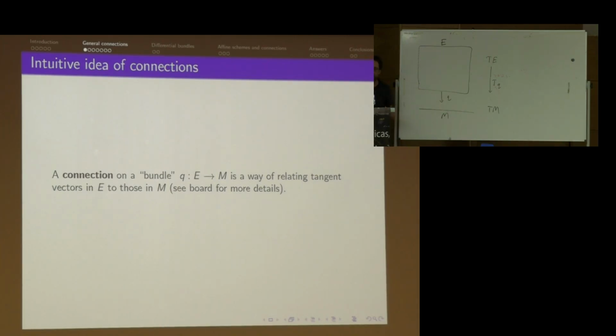And it's going to be a way of sort of relating the tangent vectors of E to the tangent vectors of M. Now you always have, of course, T of q, this is functorial, that transfers tangent vectors upstairs. We've got a point here, some tangent vector up here. So it gets transferred down to a tangent vector down there. So I can always do that for any map from E to M, obviously.